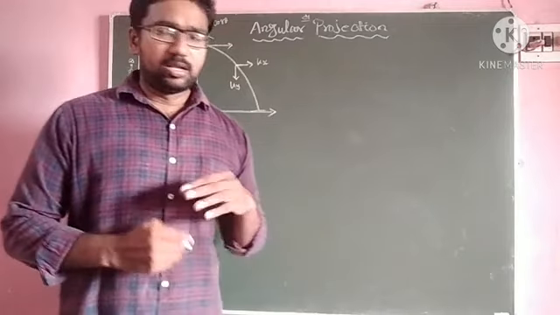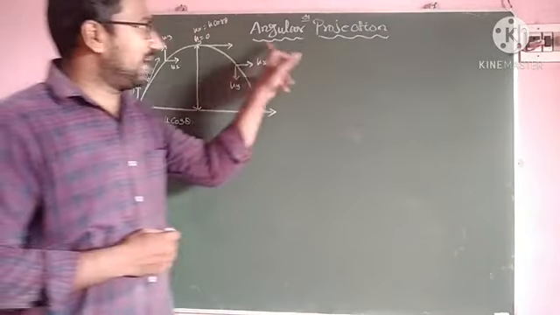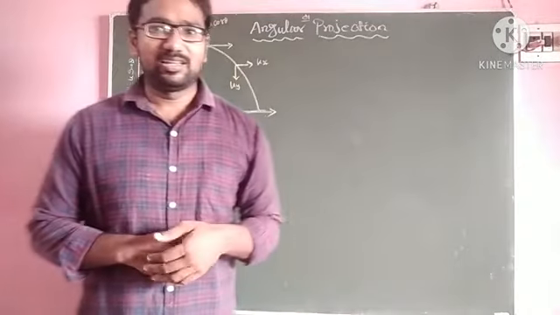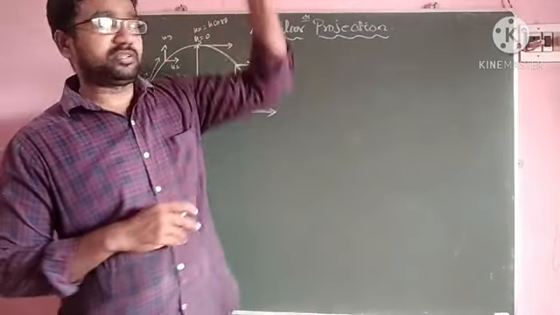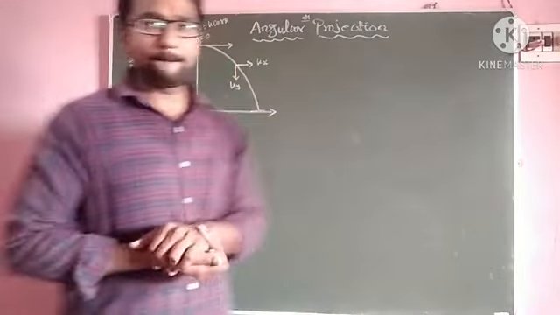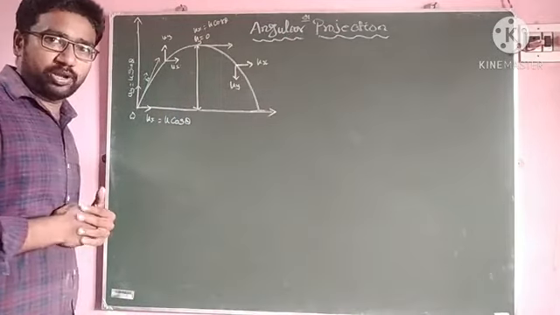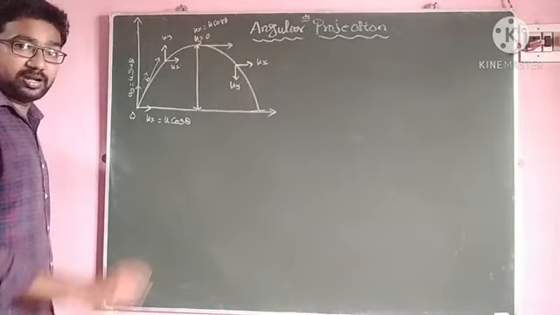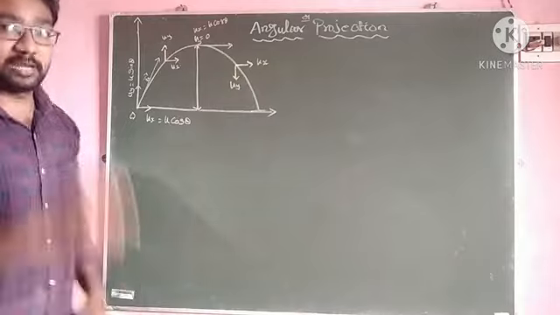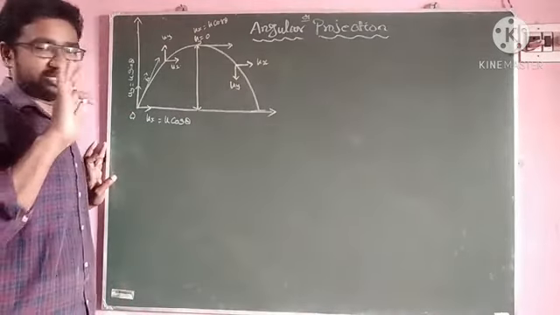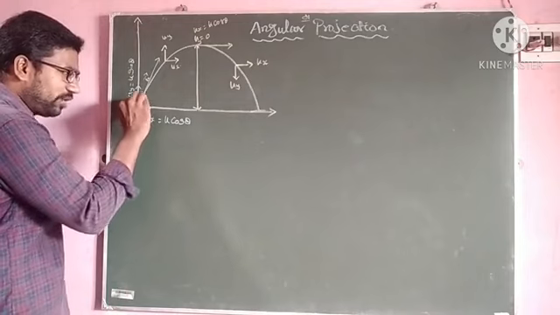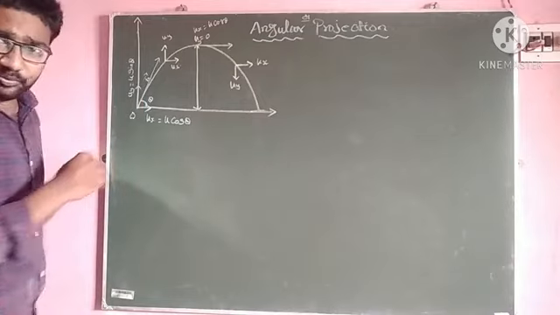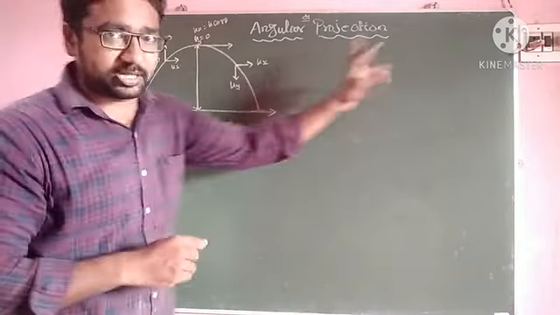Now, the next type of projectile motion is angular projection. Students, in the previous case, I threw an object from the top of a tower, some height. Now, in this case, I am going to throw an object from the surface of the earth, the ground. But I am throwing at some angle. In the previous case, there was no angle present. Here, I am going to throw at an angle. So this type of motion is called angular projection.